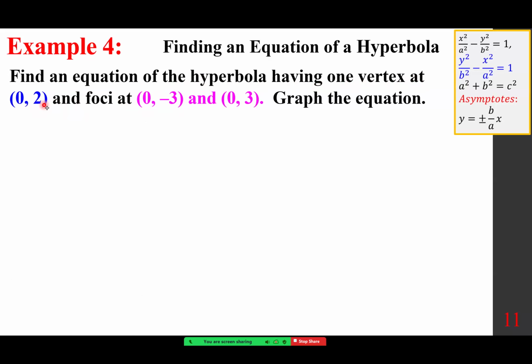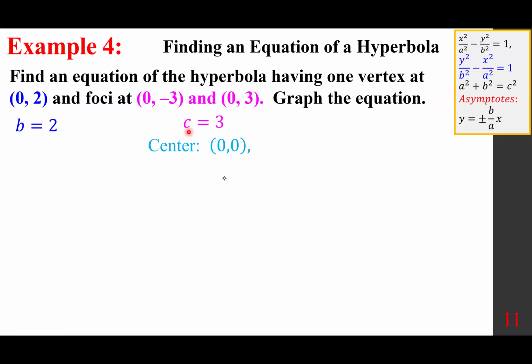This tells us b is 2. This also tells us c is 3. And again, the center is at 0, 0. So from this information, we get three pieces: the center, the value of b, and the value of c. And remember, this is going to open up and down. Again, we have done the graph already, so I'm going to do the graph at the end in one shot, but I just want to analyze that.